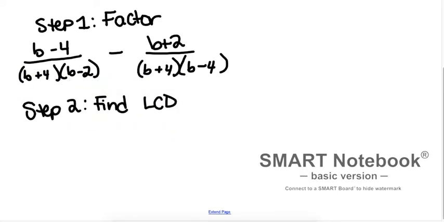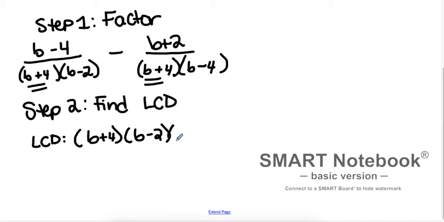Okay, so LCD. They have a b plus 4 in common, so we can list that one time. Anything they have in common, you can list one time. And then you have to list everything else that they have, even if they don't have it in common. So then we have a b minus 2, and then we have a b minus 4. And keep them as separate quantities, because that's going to help us do the subtraction later.